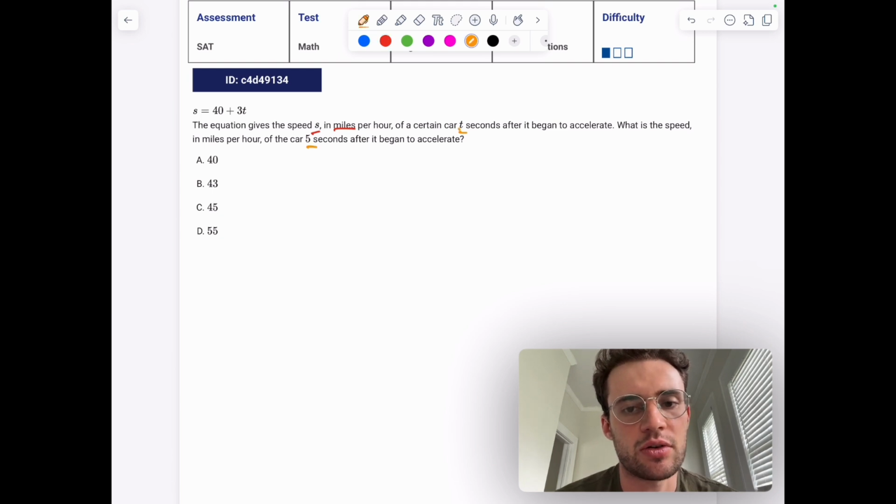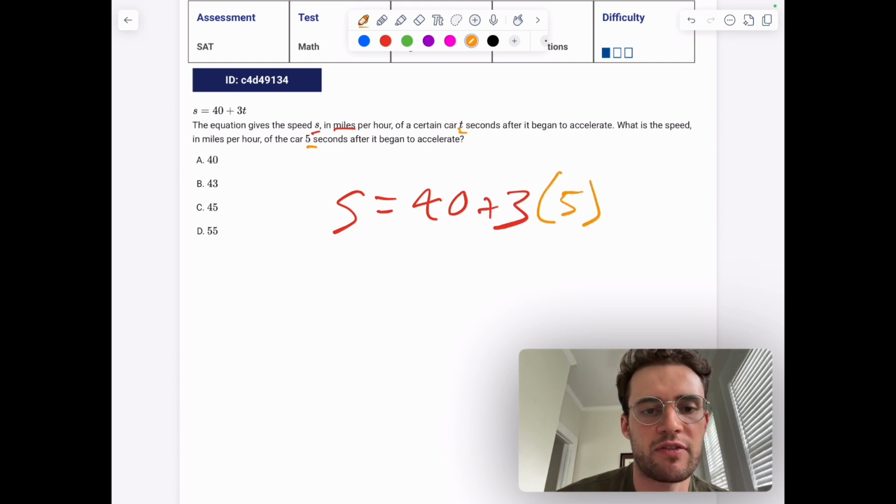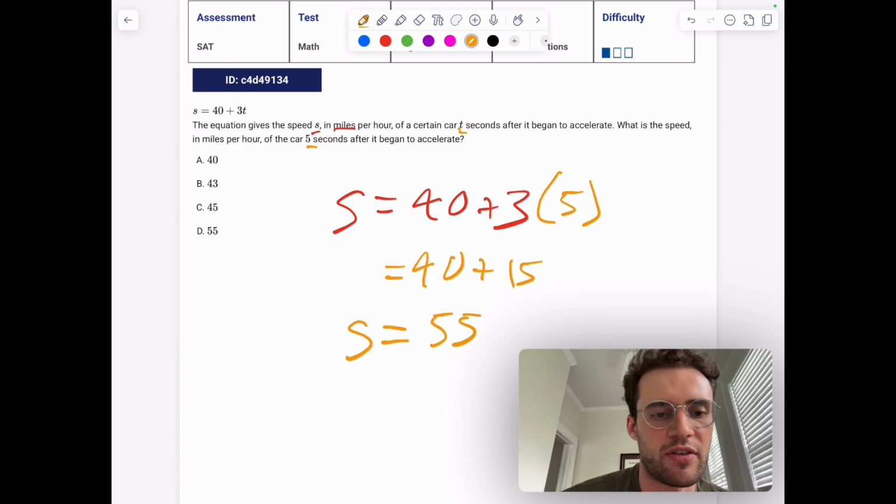So 5 is going in place of the t. Just do s equals 40 plus 3 times 5. We're putting the 5 in place of the t. 3 times 5 gives us 15, so we get 40 plus 15, which means that s is equal to 55. That's option D.